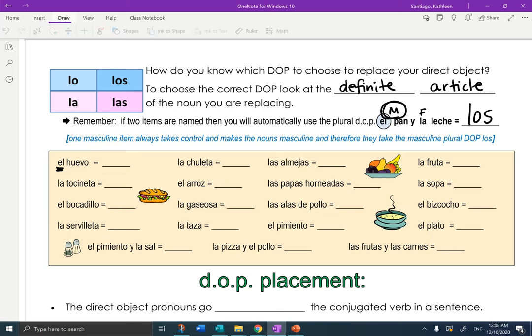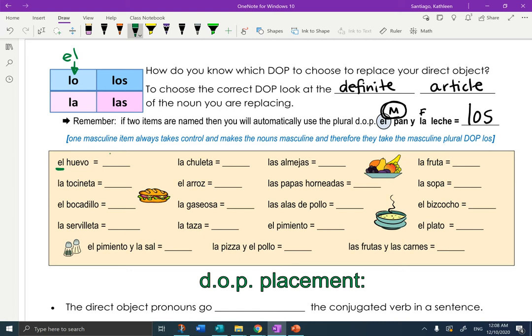Okay, I'm just going to switch pen colors. Looking at the definite article of huevo, notice that all the other definite articles other than el are the same for the DOPs, but el becomes lo. So I might put a little note here. If I see an el, it's going to become lo. Everything else stays the same.